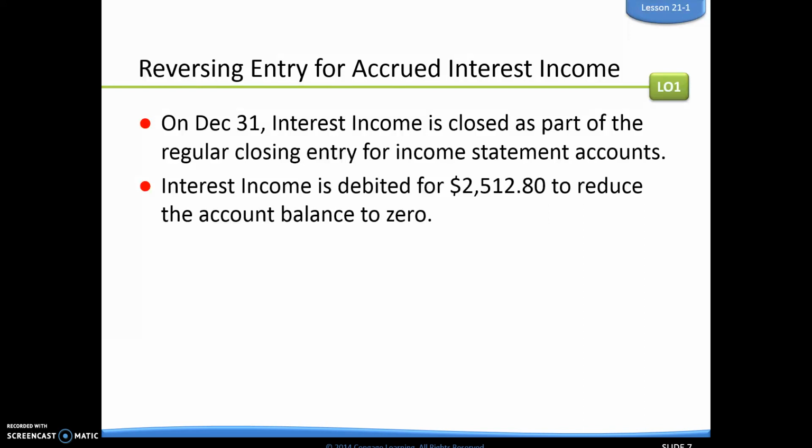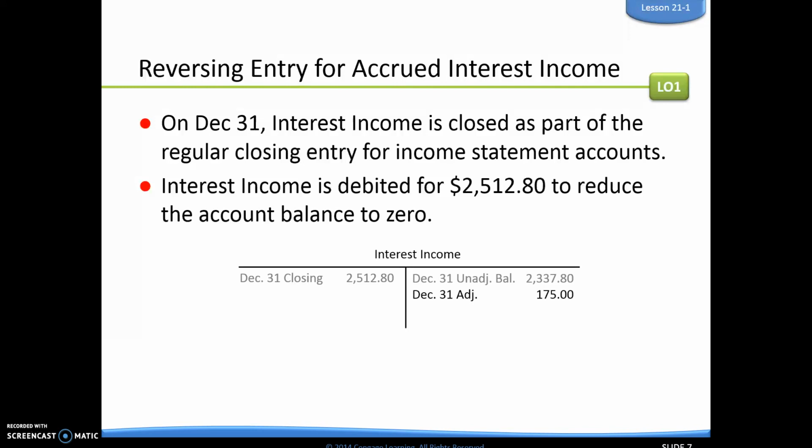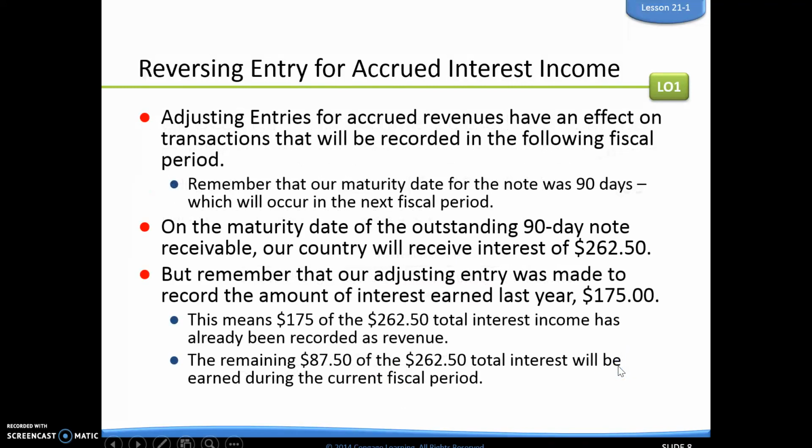So interest income gets closed, and our interest income is debited for $2,512.80 to reduce that balance down to zero. So that's what this looks like right here with our interest income, okay? So we had that adjustment that we did of 175. That'll total $2,512.80, and so you can see we credit that, right? We go back to zero. And then interest receivable, remember that's the opposite of this one. It's at 175, okay?